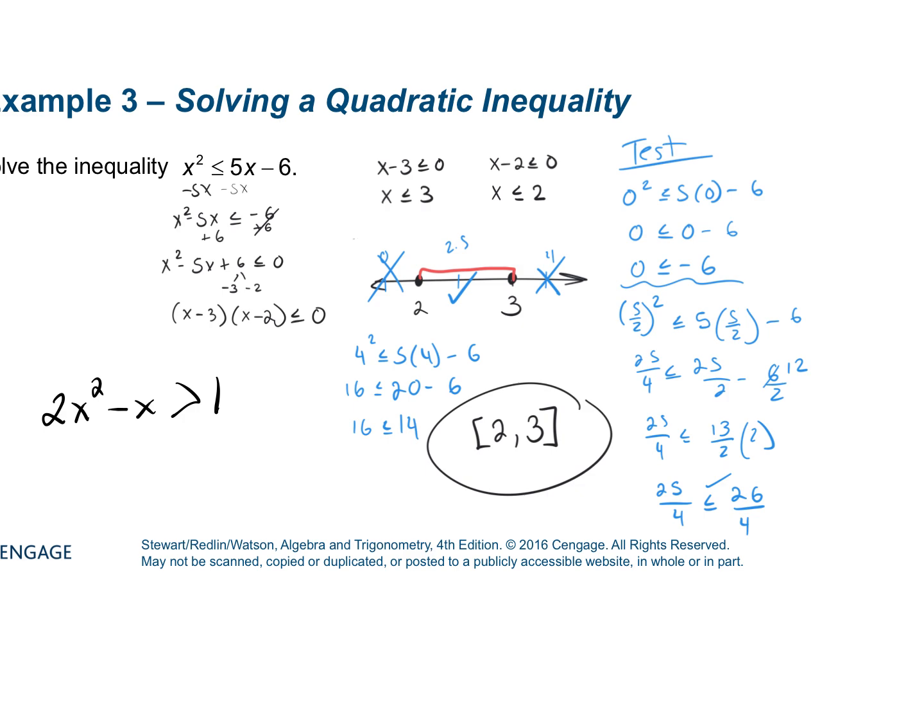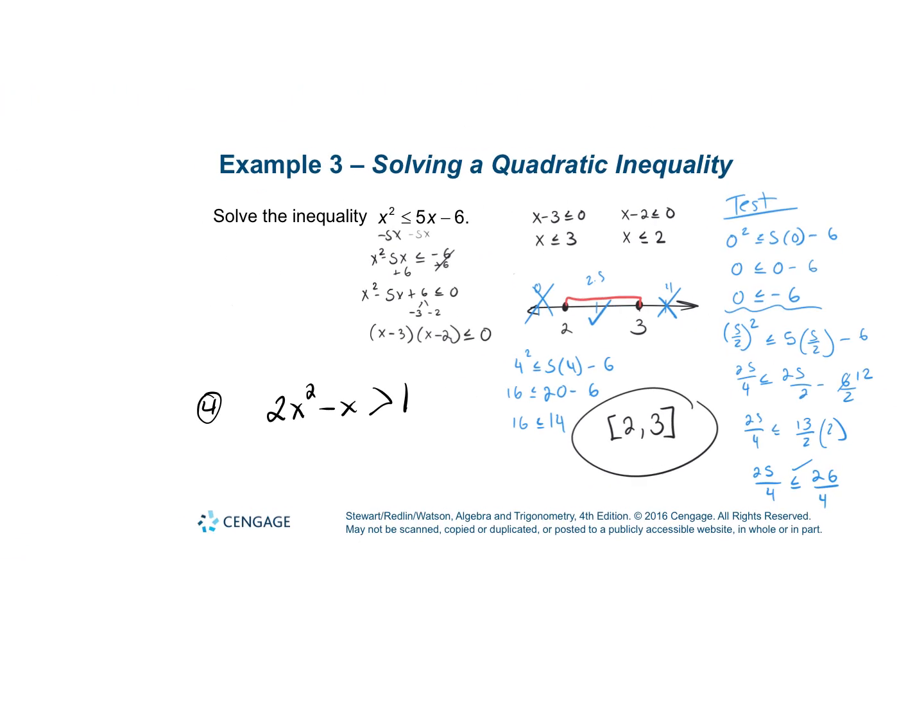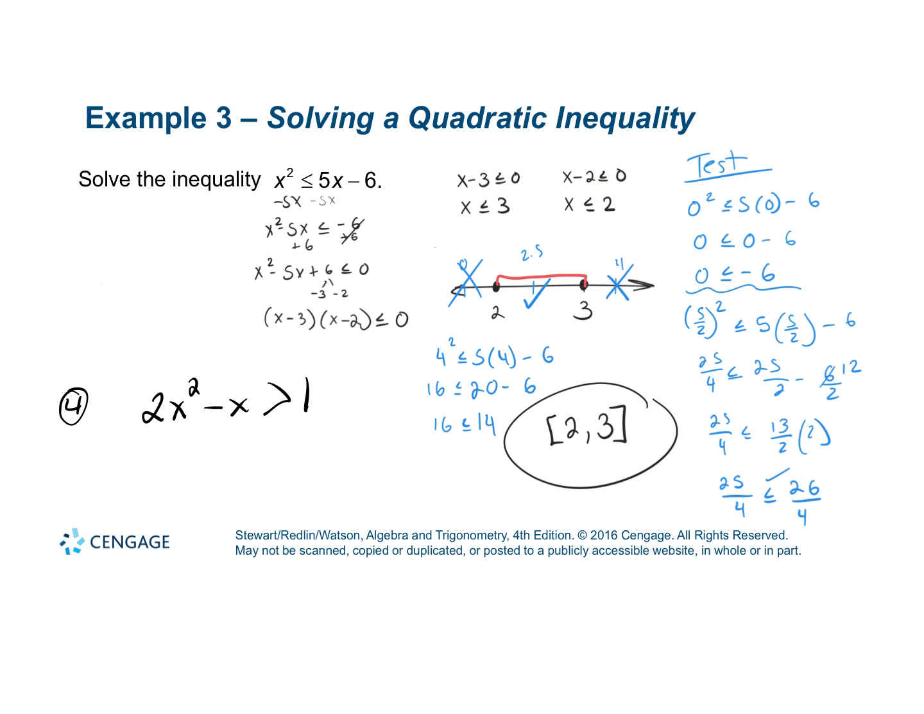Now I'm going to open up a new slide for number 4 to make sure I don't run out of space. So number 4, let me rewrite it, was 2x squared minus x is greater than 1. First step, move everything to one side. I do that by subtracting the 1. So I get 2x squared minus x minus 1 is greater than 0.